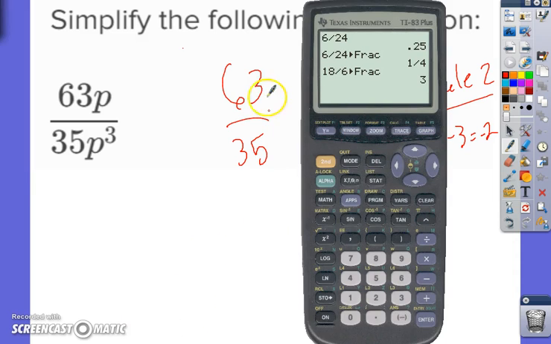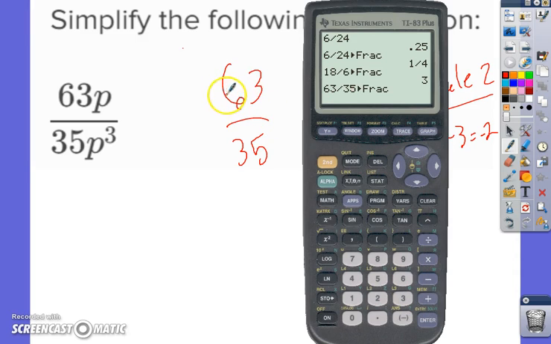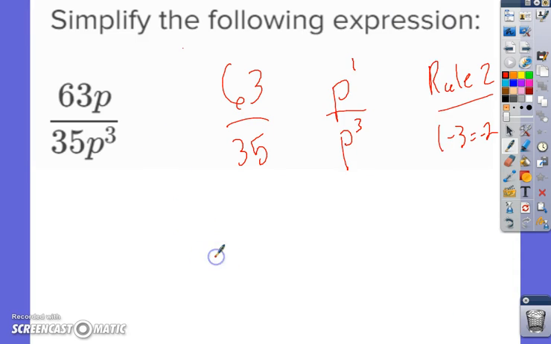Now, 63 over 35 has a common factor of 7, so I could divide it by 7, or I could just use the calculator to turn 63 over 35 into a fraction. The common factor is 7, so it's going to be 9 over 5. All right, so it's 9 over 5 for this part, the fraction. P to the, and how many more p's were on the bottom? Yeah, p to the negative 2. All right, so that's that recording.